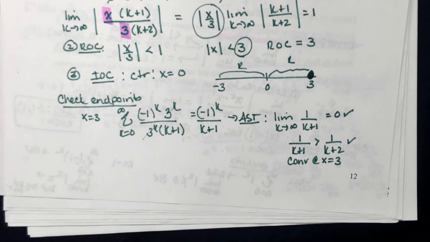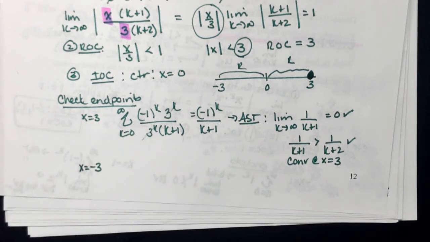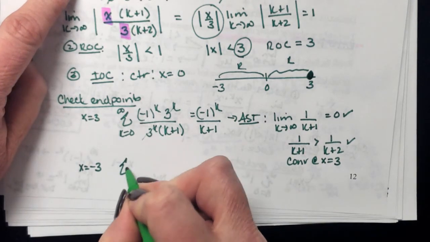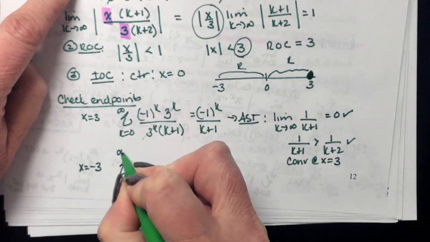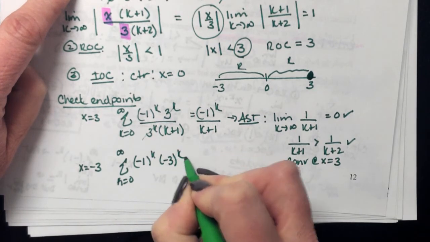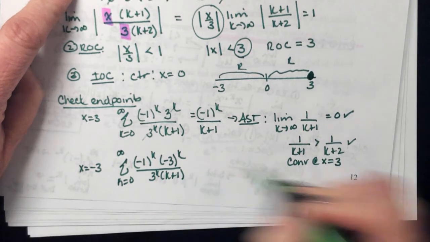So now we have to check what's happening at x equals -3. So I'll plug -3 back into my power series for x. So I have the sum from k equals 0 to infinity of -1 to the k, -3 to the k, all over 3 to the k times k plus 1.